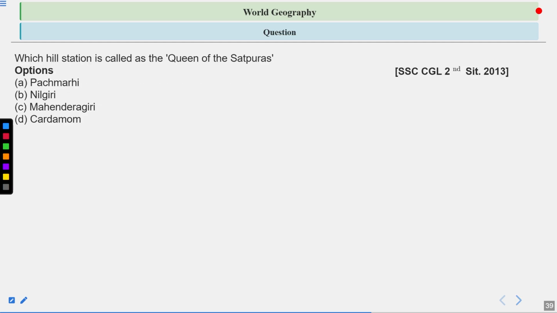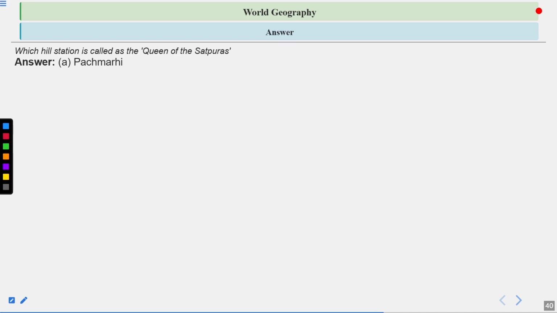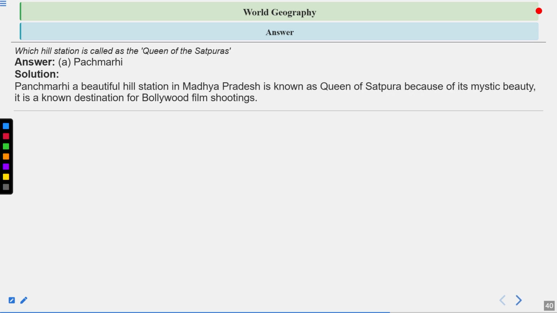Which hill station is called the Queen of the Satpuras? Pachmarhi, Nilgiri, Mahendragiri, or Cardamom? The correct answer is Pachmarhi. Pachmarhi, a beautiful hill station in Madhya Pradesh, is also known as the Queen of Satpura because of its mystic beauty. It is a known destination for Bollywood film shooting. So the correct answer is option A, Pachmarhi, and you can find this place in Madhya Pradesh.